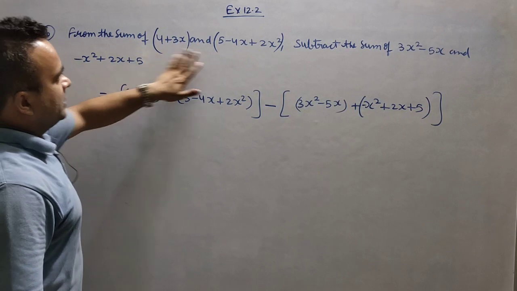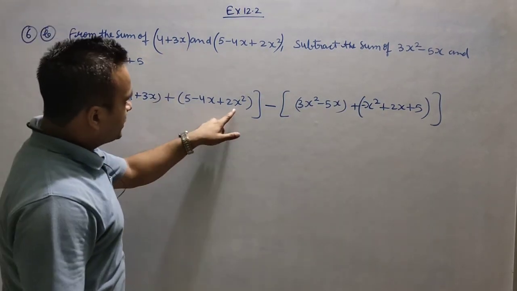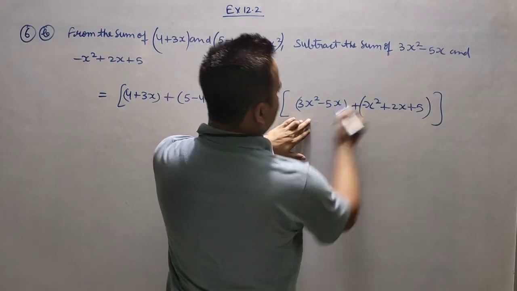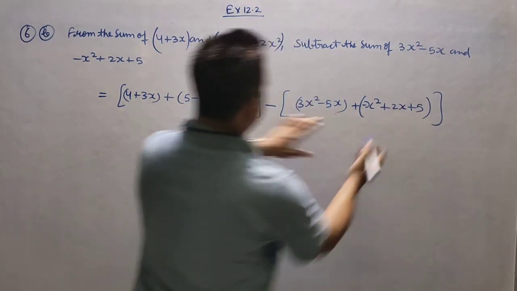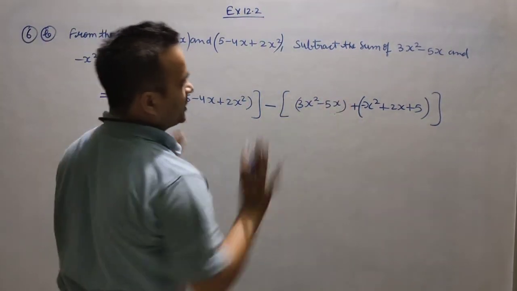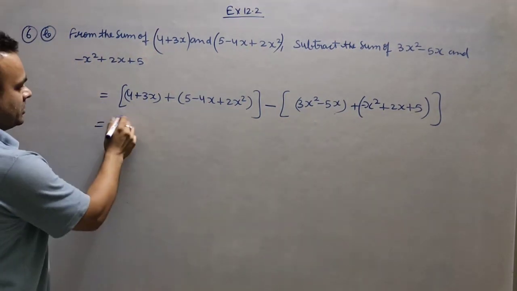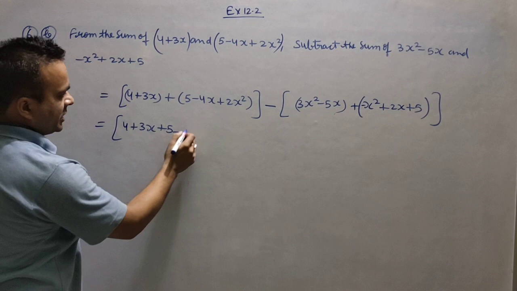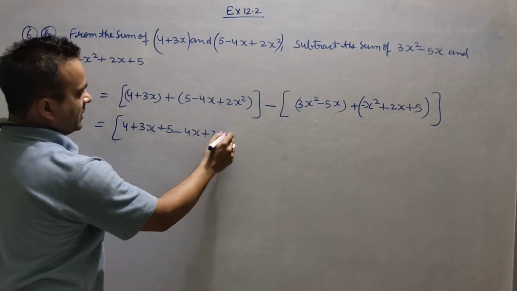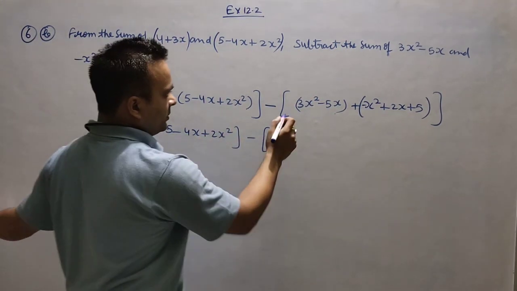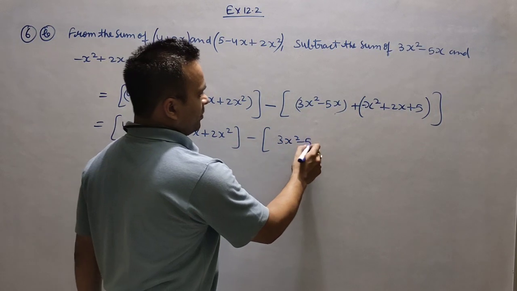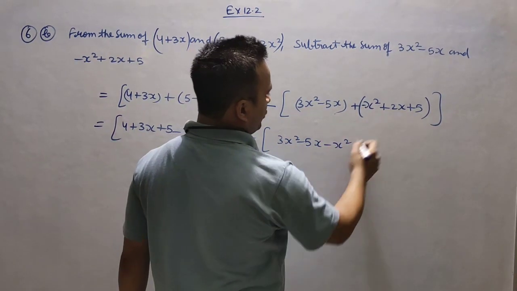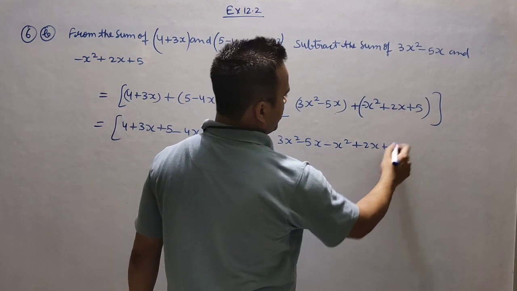From the sum of 4 plus 3x and 5 minus 4x plus 2x square, subtract the sum of 3x square minus 5x and minus x square plus 2x plus 5. This is very simple now. So now it is 4 plus 3x plus 5, no change in sign because of this plus, and I am writing simple here, 3x square minus 5x plus, minus, because plus will not change the sign, so it means everything will be same.